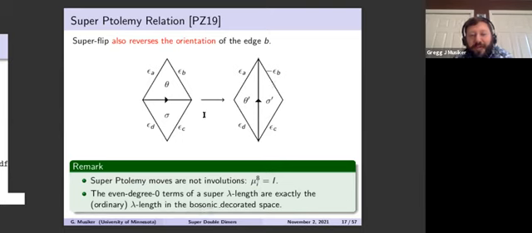So the even degree elements of a super lambda length, it's not too hard to see these exactly recover the ordinary lambda lengths in the decorated Teichmüller space.